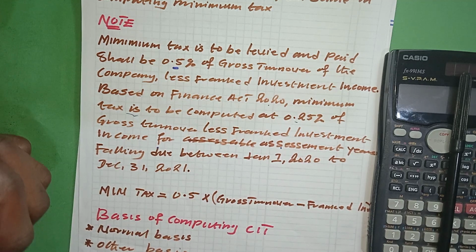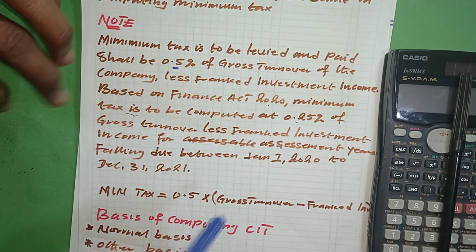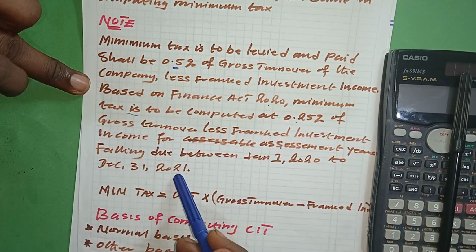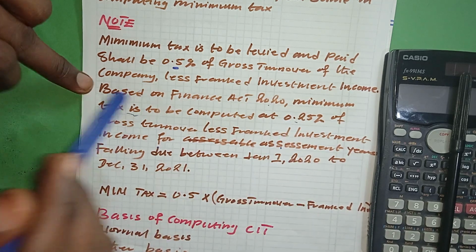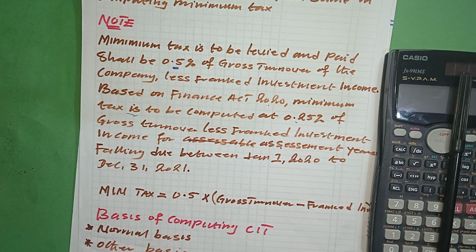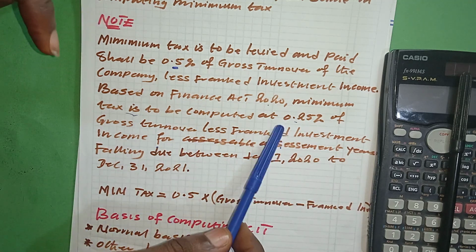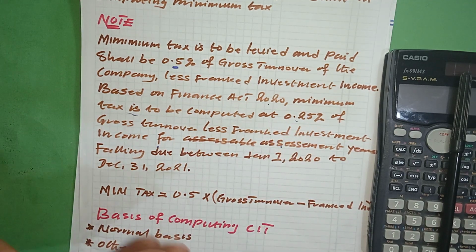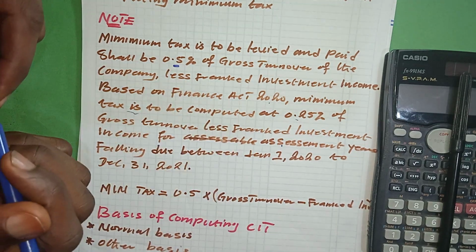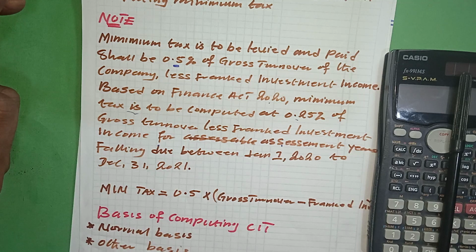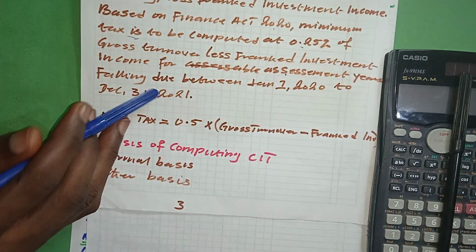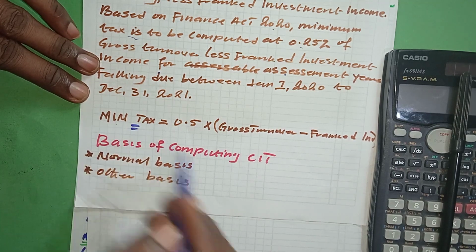This is where I want you to list it. Now, if your accounting year falls within these two, 2020, 2021, you have to pay 0.25% for your minimum tax. Maybe you did not compute it on time, maybe you decided to compute it now and go to the tax office, and it falls within 2020 and 2021. You are going to pay 0.25%, but the standard rate for minimum tax is 0.5% of your gross minus your franked investment. Is that clear? Good.